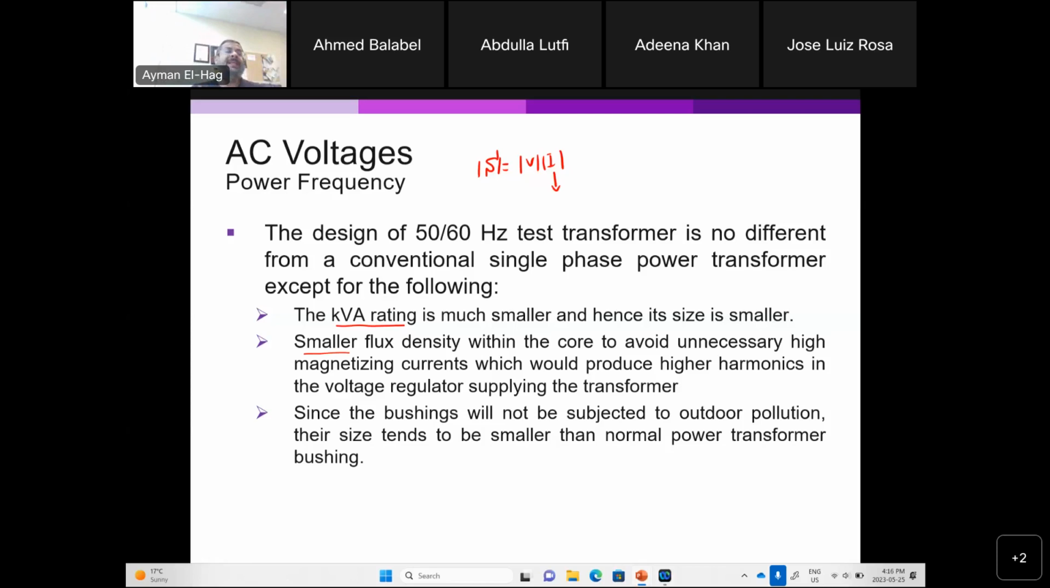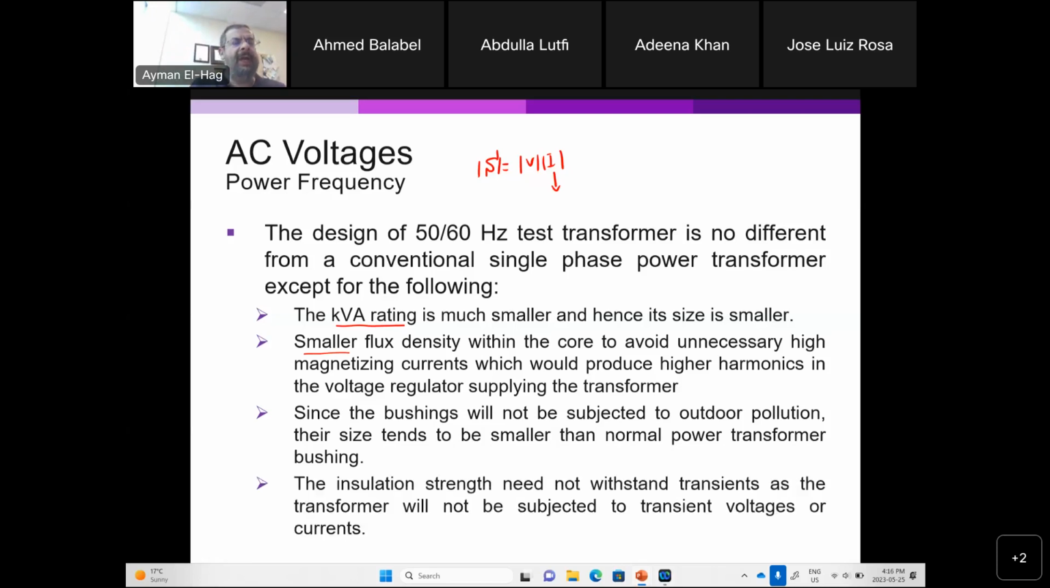But the testing transformer is not meant to be outside. It is inside the lab. So there's no pollution, so I don't need to have this high creepage distance. As a matter of fact, you will see that some transformers don't even have a bushing. There's a certain arrangement for high voltage testing because I don't need this creepage distance for those transformers. Second thing, these transformers are not supposed to be subjected to switching or lightning conditions like the regular ones. So I don't need to pay attention to transients and overstresses when we design those transformers.